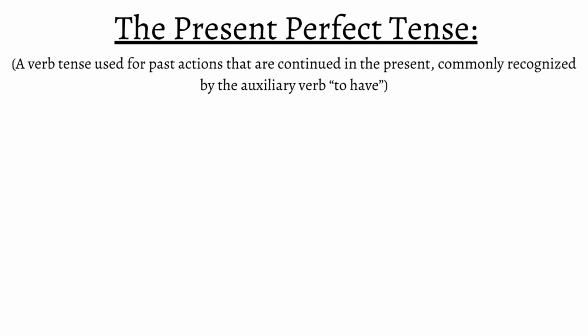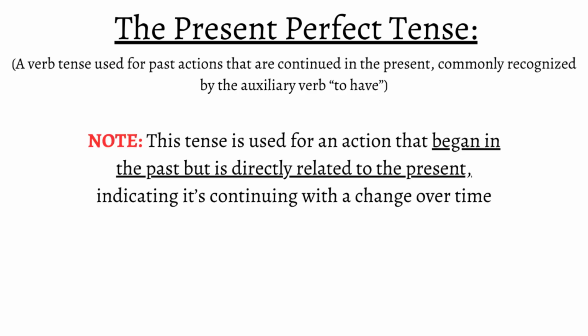The present perfect tense shows an action that began in the past but is directly related to the present, indicating that it's continuing with a change over time. Although it's related to the present, it deals with actions that started in the past but happen now.